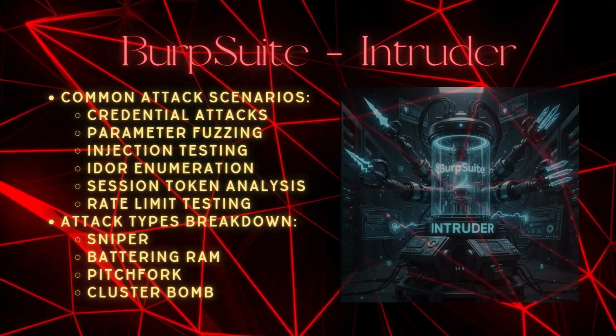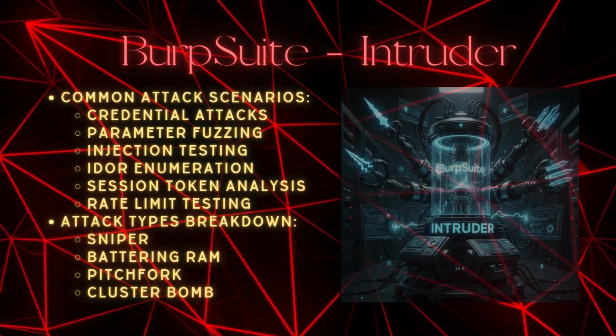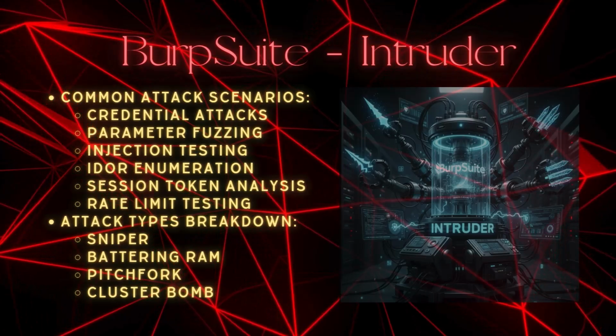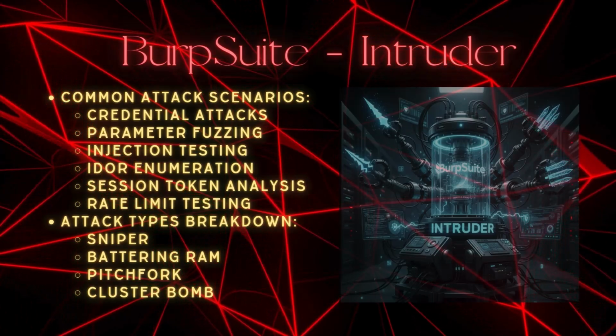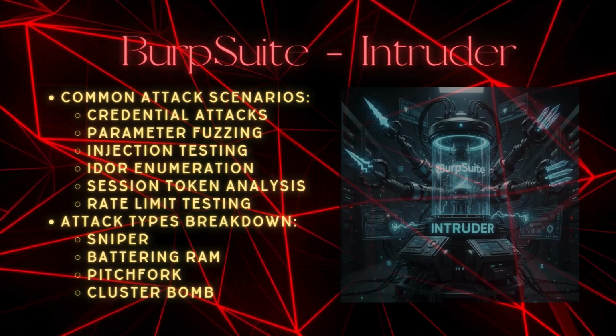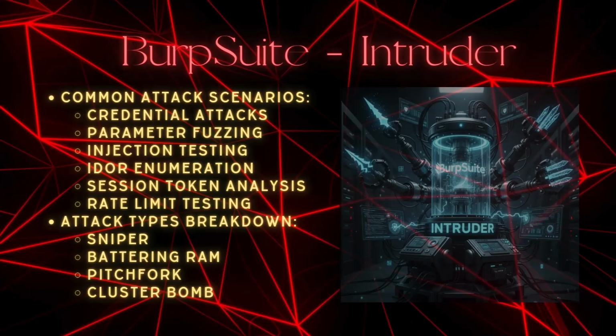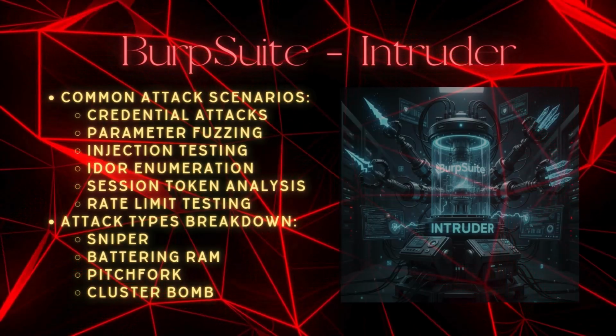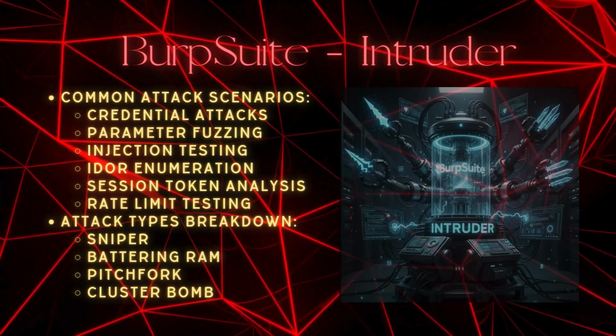signs of successful exploitation. Insecure direct object reference enumeration. Increment numeric IDs in URLs and parameters to discover accessible resources you shouldn't have access to. Session analysis. Test session tokens for predictability and randomness issues or brute forceable patterns. Rate limiting assessment. Verify that security controls are properly throttling requests to prevent abuse.